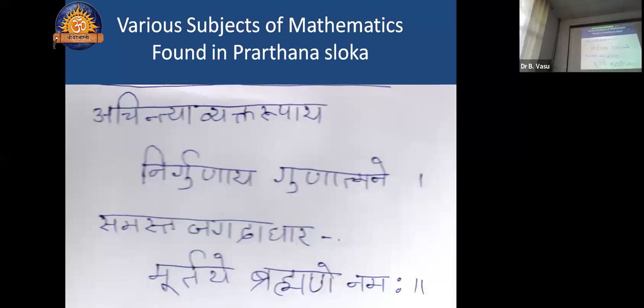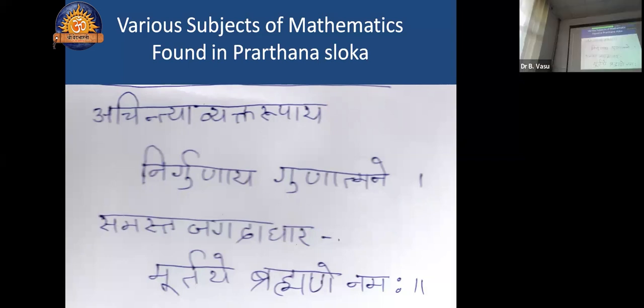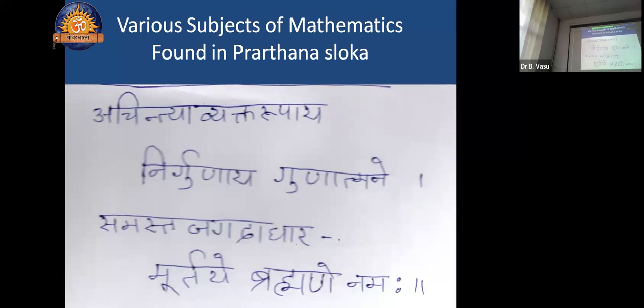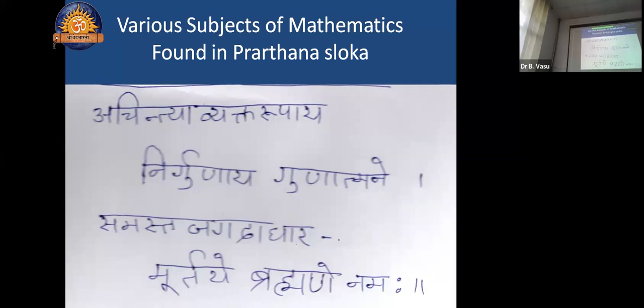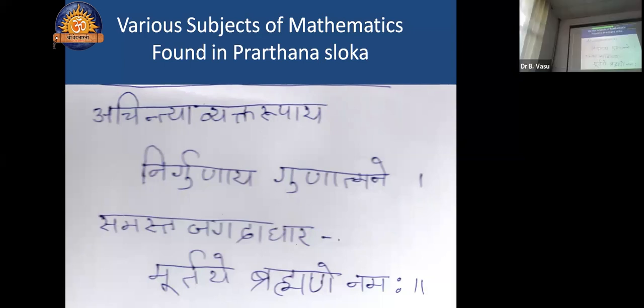Vyakta means which has manifested. Very clear. That is the number systems, the digits. All these things come under Vyakta Ganita. Vyakta means arithmetics. But here the word that appears is Avyakta, which is not known. You take the value as X or Y or Z. We do not know the value of that X, Y, Z in the beginning. It is Avyakta. It is ultimately algebra. Similarly, Achintya.